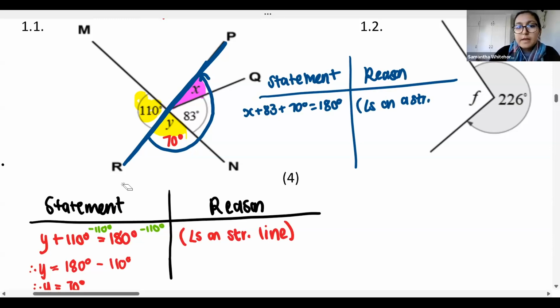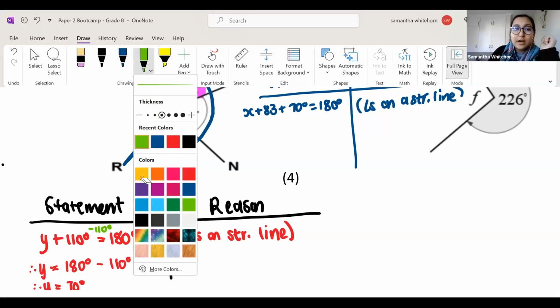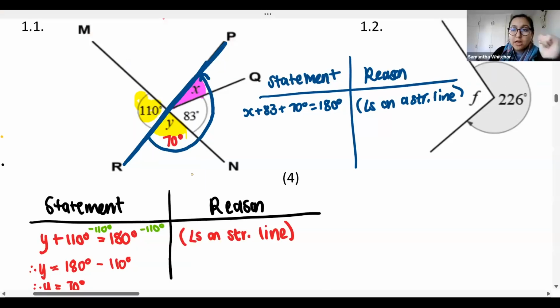Now, because I have to solve my equation, this is the inverse operations that I'm talking about. Inverse operations is how we solve an equation, guys. So if you've done equations, you should know how to do this. My goal is to get x alone. So I need to get rid of this plus 83 and that plus 70. To do that, I need to take them to the other side of my equal sign.